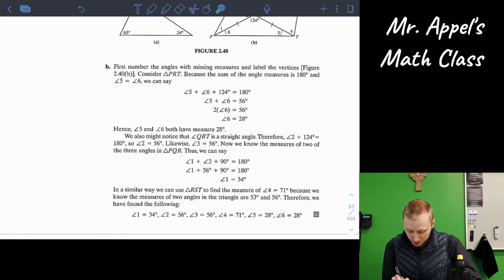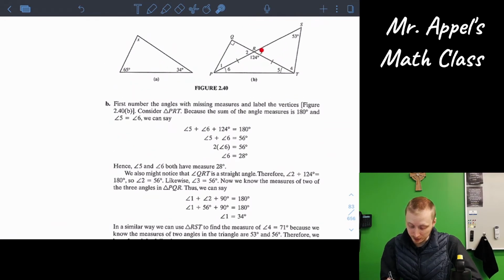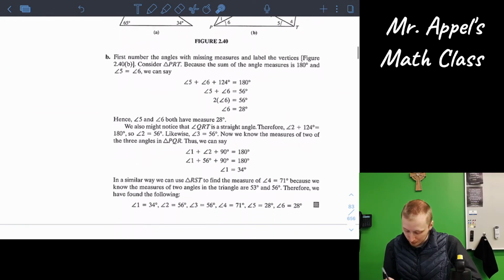In a similar way, we can use triangle RST to find the measure of angle 4 to be 71 degrees, because we now found this one, we know that one, subtract to find angle 4. Because we know the measures of 2 angles in the triangle are 53 degrees and 56. Therefore, we have found the following. Angle 1 equals 34 degrees, angle 2 equals 56 degrees, angle 3 equals 56 degrees, angle 4 equals 71 degrees, angle 5 equals 28 degrees, and angle 6 equals 28 degrees.